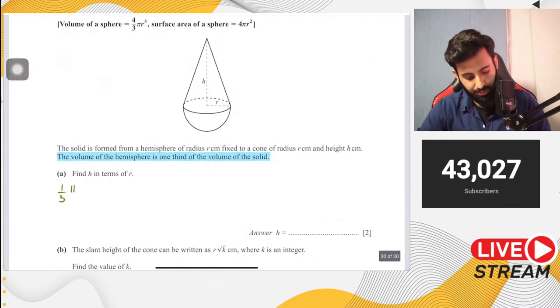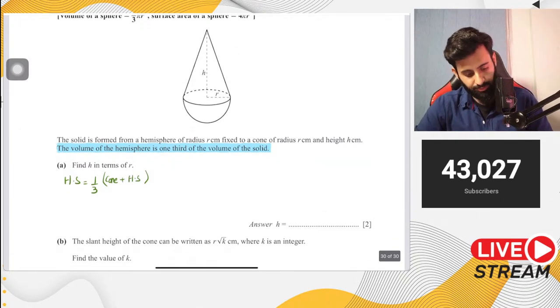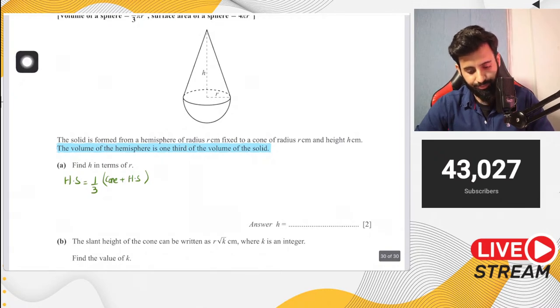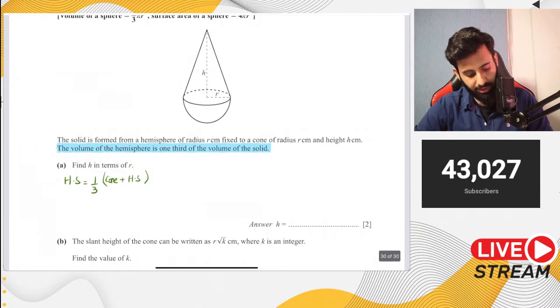The volume of the hemisphere is equal to 1/3 the volume of the solid. Now what exactly does the solid consist of? The solid consists of a cone plus the hemisphere. Theek hai? Isse kya hoga? Isse main aapko batata hun kya hoga. So basically, jab aap equation banayenge na, to aapke liye pehle se aasani ho jayegi. Wo kaise? Aap isko cross multiply karein abhi se.